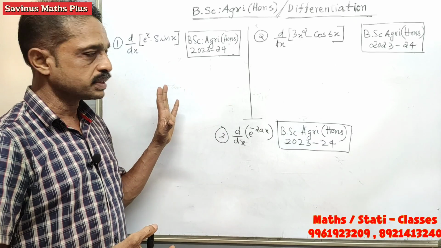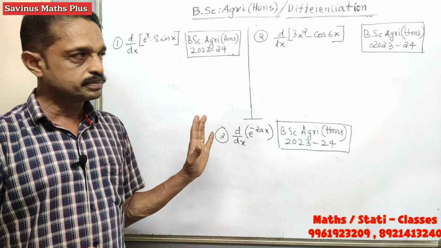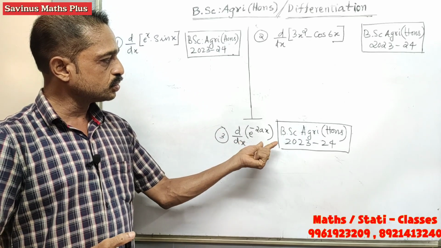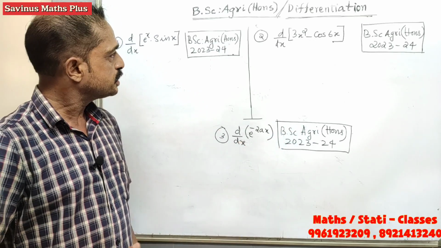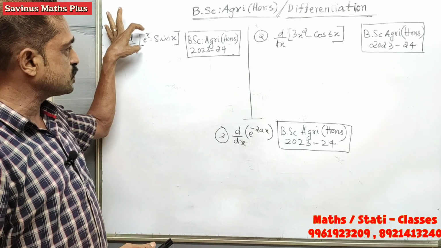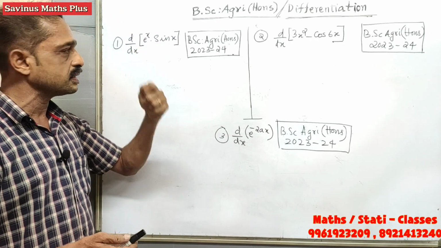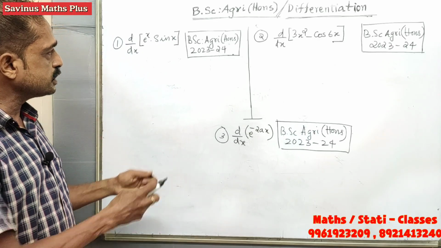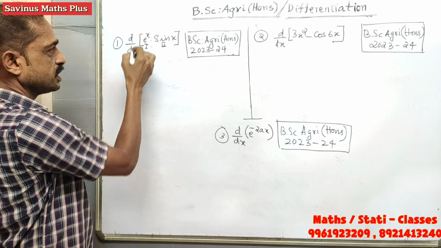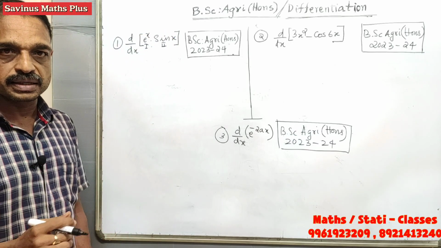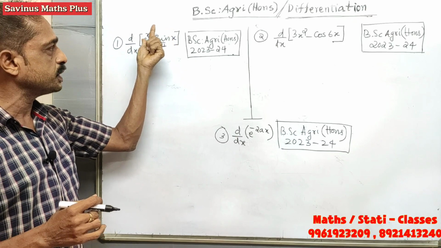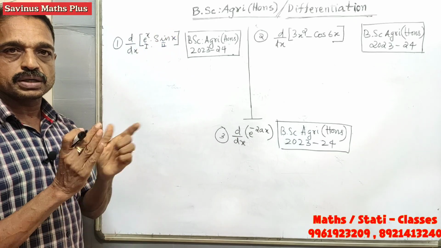Now let us try to solve some problems. All these problems are taken from the BSc Agriculture Honours Examination 2023-24. First is d by dx of e raised to x sin x. We know that e raised to x is an exponential function and sin x is a trigonometric function. So e raised to x into sin x is the product of two functions.